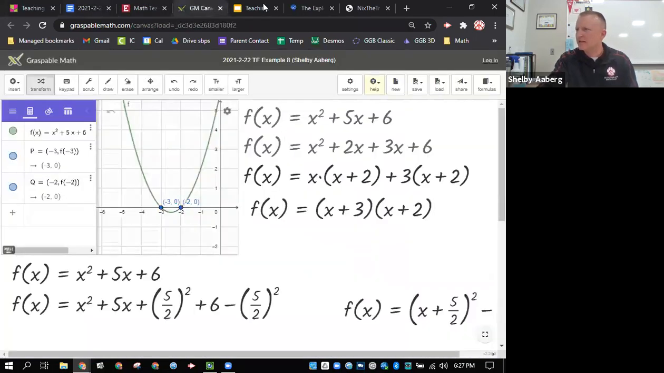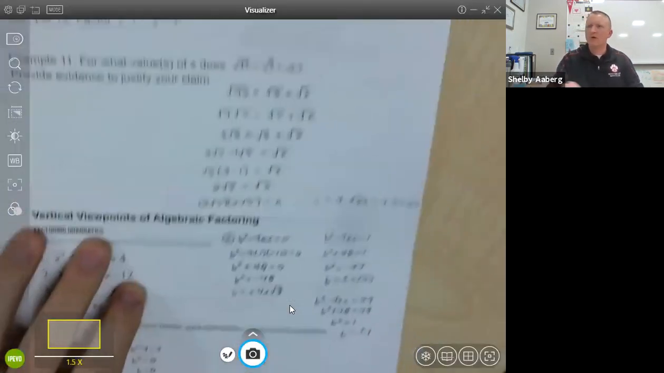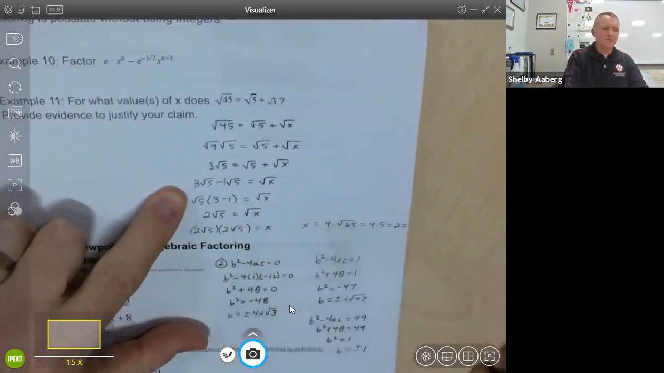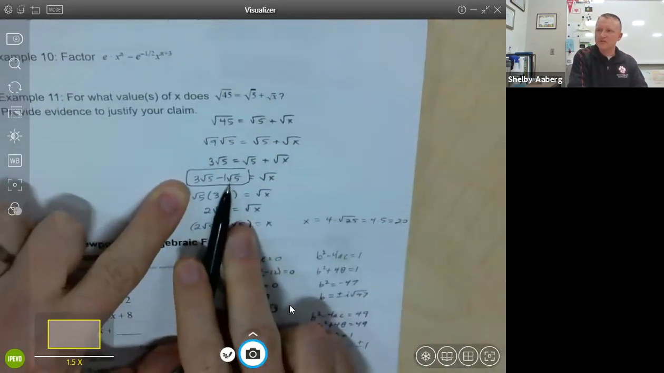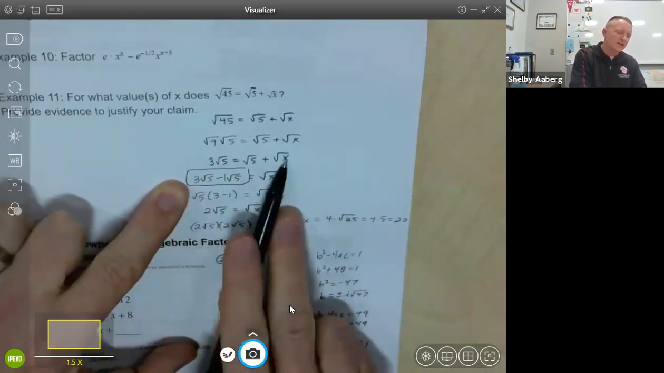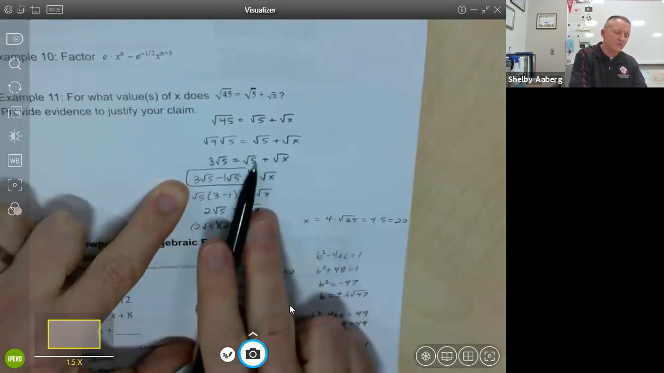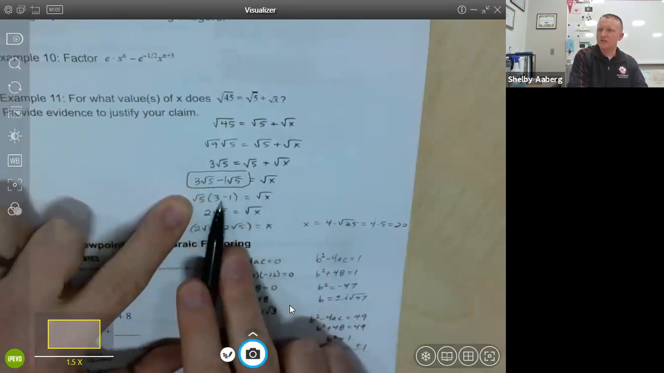So this problem, where did it go? For what values of x does root 45 equal root 5 plus root x? You should have that worked out here. If you were to work that problem out, this is a great opportunity to teach combining like terms. In this step, I decompose root 45 into the product of 3 and root 5, and then solve for x by subtracting root 5 from both sides. Then I ask, how do I combine 3 cookies minus 1 cookie, 2 cookies?